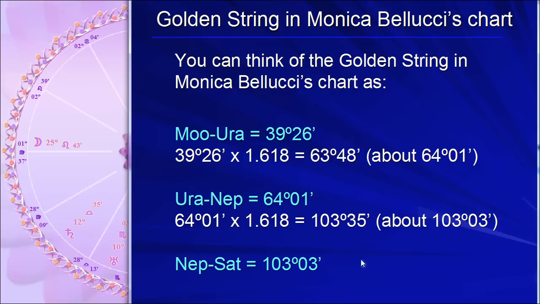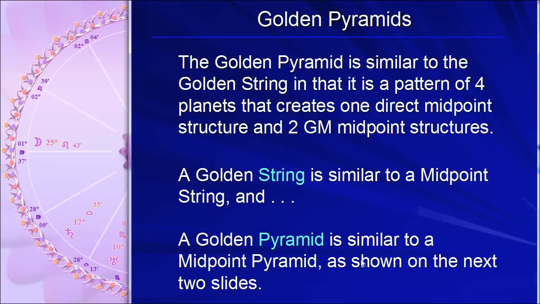Now, I'm going over that to contrast it with the golden pyramid. A golden pyramid is similar to the golden string. It also is a pattern of 4 planets. It also has 1 direct midpoint structure and 2 golden mean midpoint structures. So these 2 patterns are extremely similar.